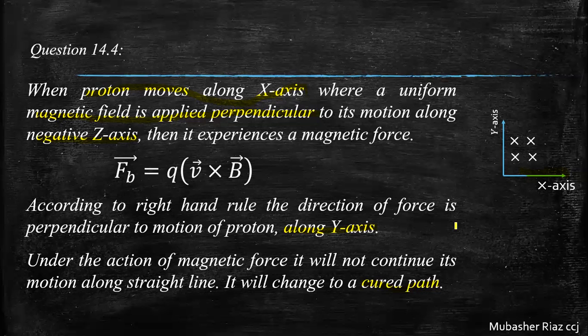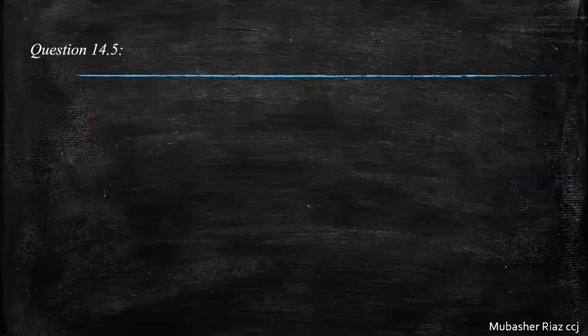So this is question number 14.4. Question number fifth. Two charged particles are projected into a region. In this question it is said that there are two charged particles and they are moving through a region where there is a uniform magnetic field perpendicular to their motion.